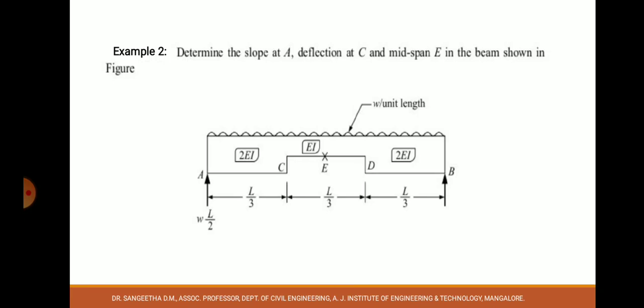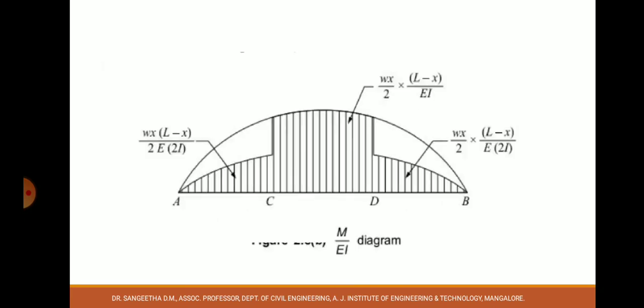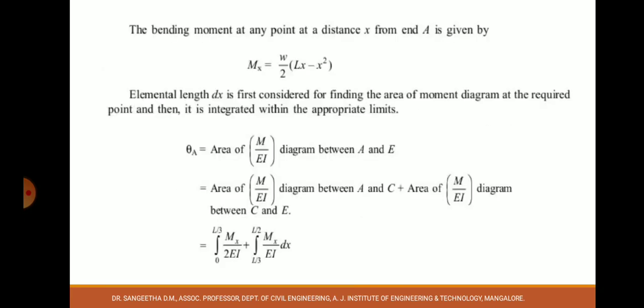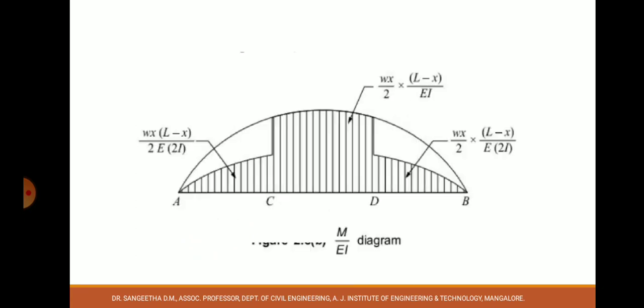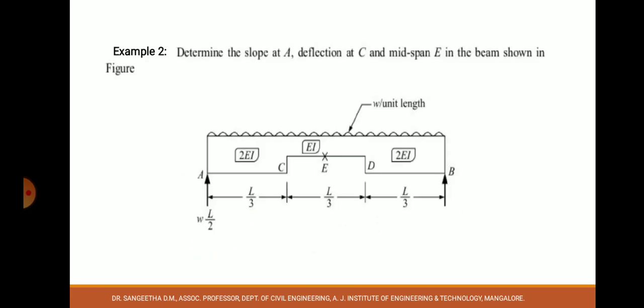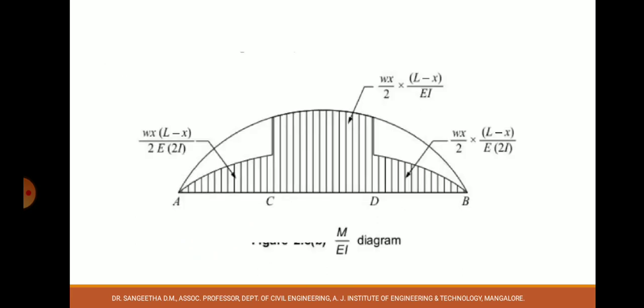Since the section is symmetric, the support reactions are equal. W into L in total, and for each support it is WL by 2. So I am not going to do that particular step; I am skipping it since it is symmetric. So I have written here WL by 2.